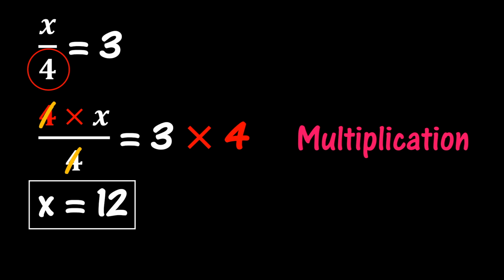When we plug 12 into our original equation, we get 12 divided by 4 equals 3. And because 12 divided by 4 is in fact equal to 3, our answer is correct.